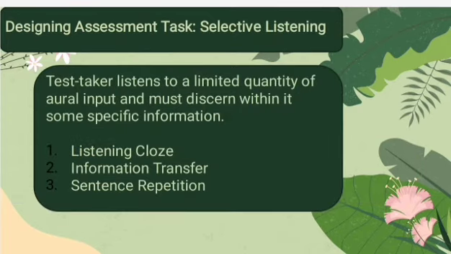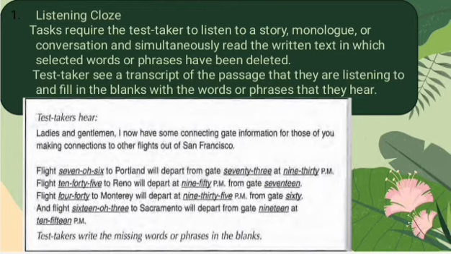The third designing assessment task is selective listening. In this type, the test taker will listen to a limited quantity of aural input and must discern some specific information. Well, this type will be divided into 3 types. Okay, let's take a look at the first. It is listening cloze, or we can call it cloze dictation or partial dictation.